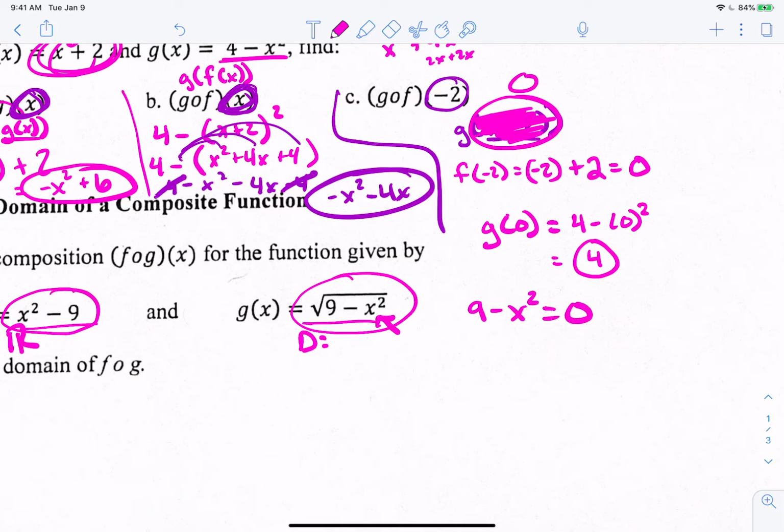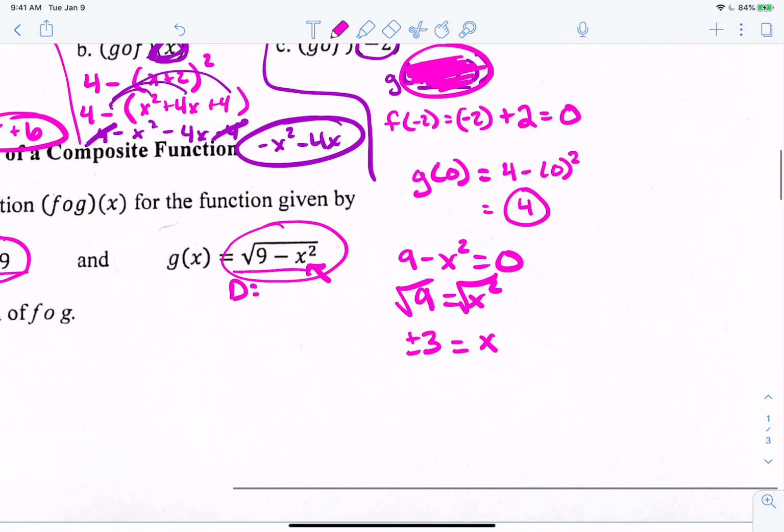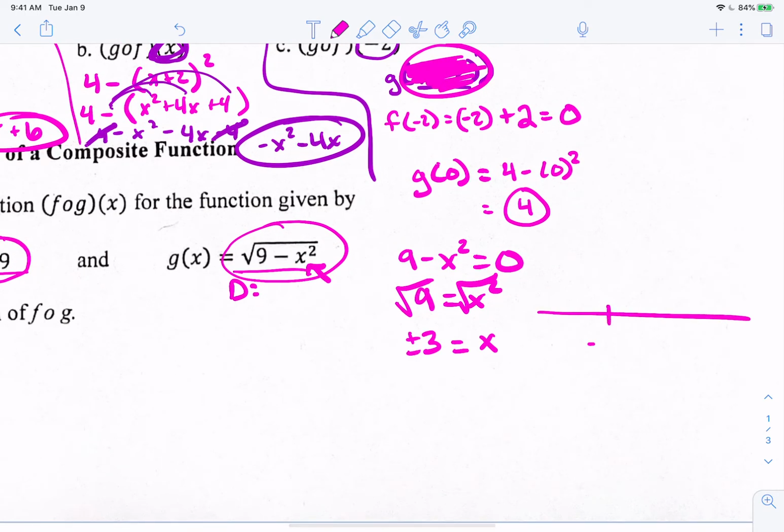So 9 equals x squared, and I take the square root. What's the square root of 9? Plus and minus 3. So I'm going to put negative 3 and positive 3 here. Then let's test the points. You guys remember doing this?